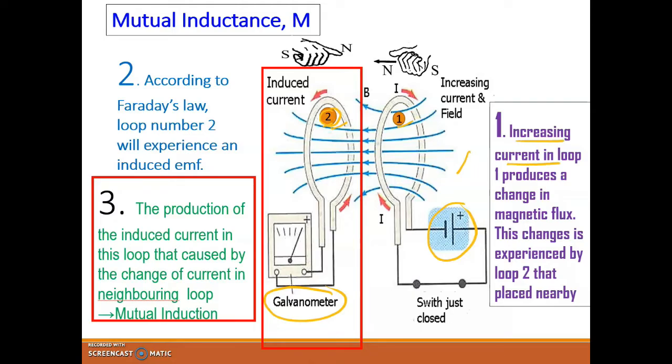Okay, look at this one. Increasing current in coil 1 produce the change of magnetic flux. This change is experienced by loop 2 placed nearby. And then, according to Faraday's law, loop number 2 will experience an induced EMF. That's why this galvanometer will show deflection.